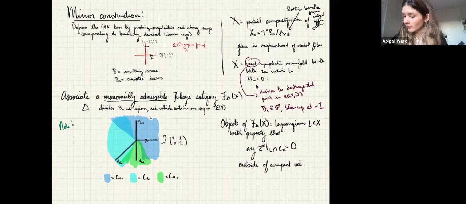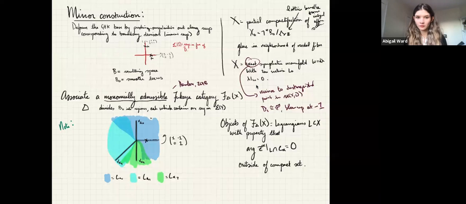So this is explained in Andrew's thesis. So I think that was 2018. Which should just sort of encode the combinatorics of the sort of Fukaya category you would get by counting Maslov index 2 disks.